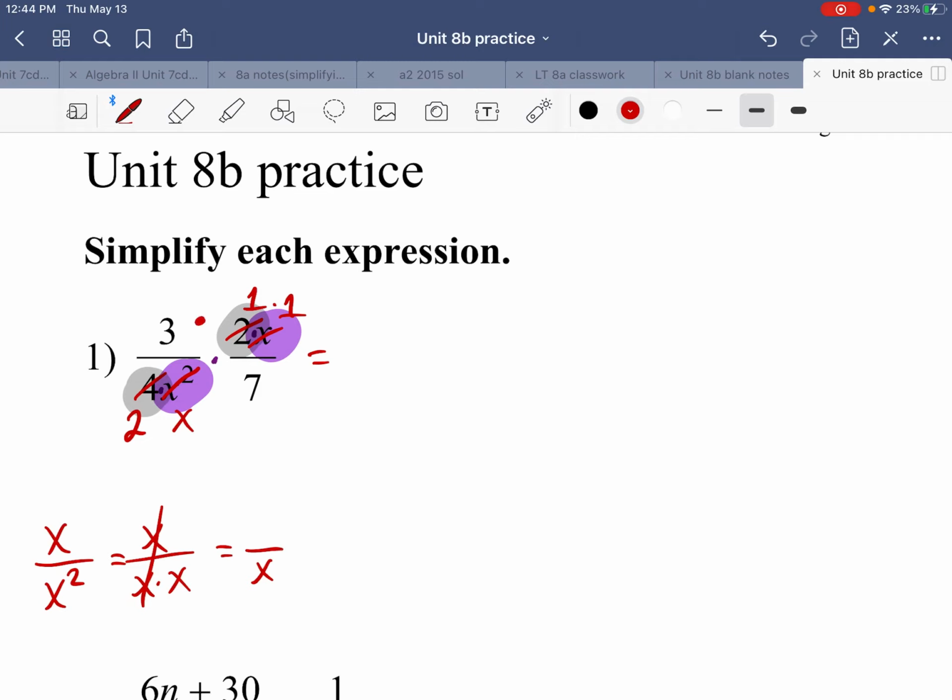We do 3 times 1 times 1 is 3 in the numerator. 2 times x times 7, use the commutative property of multiplication to multiply 2 times 7, which is 14, then there's x, and there's your final answer.